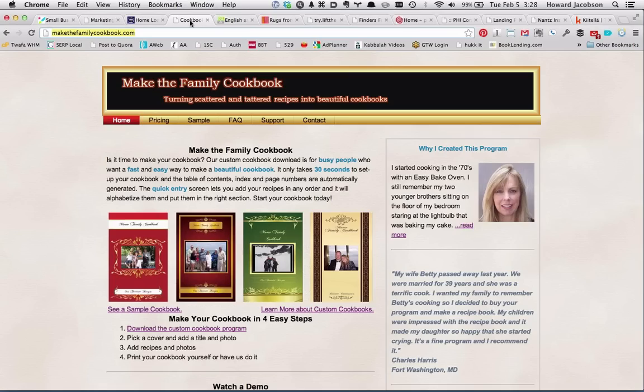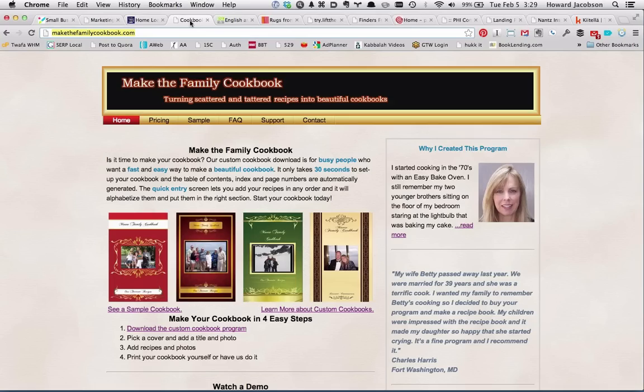I'd rather focus on the message and think about who the people are who are coming to you. What really catches my eye on this is actually the words, "My wife Betty passed away last year." Right. That's where you hit me with emotion. So tell me about the people who want this, and how do they find you?